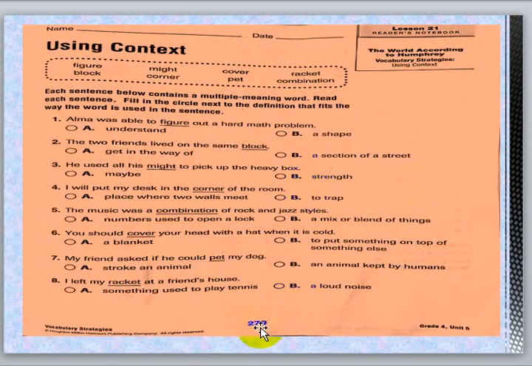On page 279, it's about using context. These are the words. Each sentence below contains a multiple meaning word. Read each sentence. Fill in the circle next to the definition that fits the way the word is used in the sentence. Number one, Alma was able to figure out a hard math problem. Here, figure out means what?